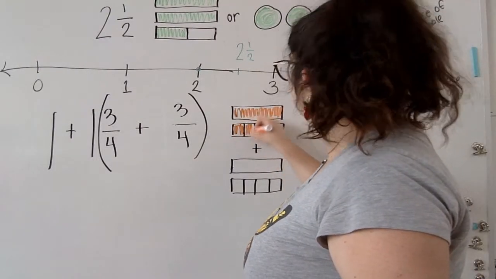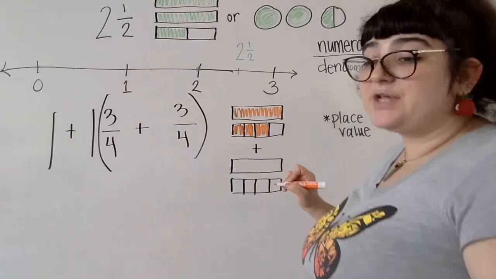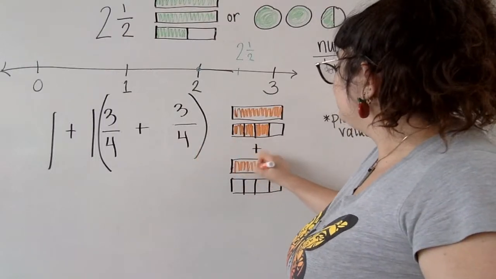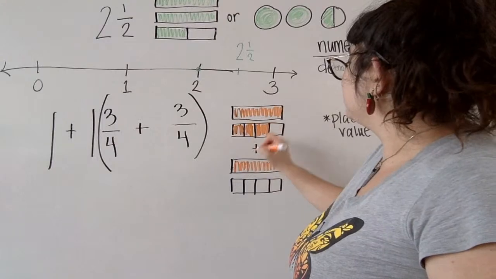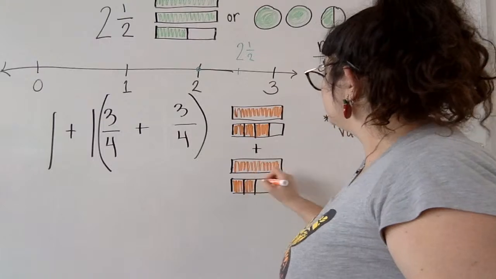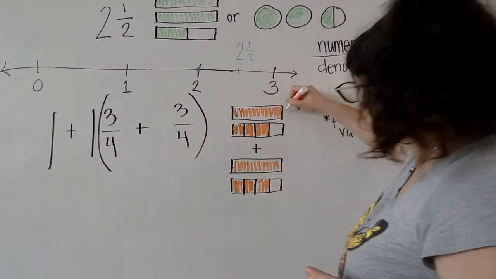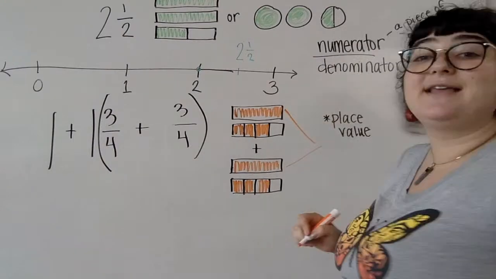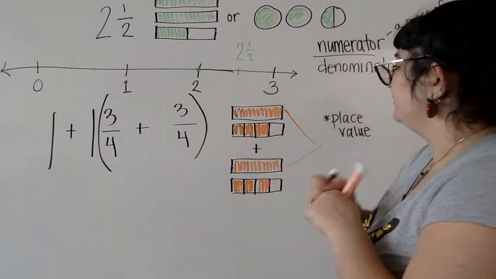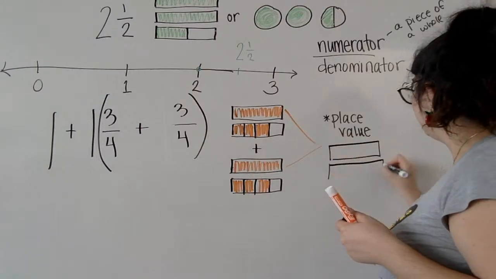I also am going to show that I have another 1 and 3/4, and I'm going to make it look exactly like the top, because I know that it is 1 and 3/4 plus 1 and 3/4. 1, 2, 3. Well, I can take these one whole blocks and I can add them up together. So that means I have 2 wholes over here.